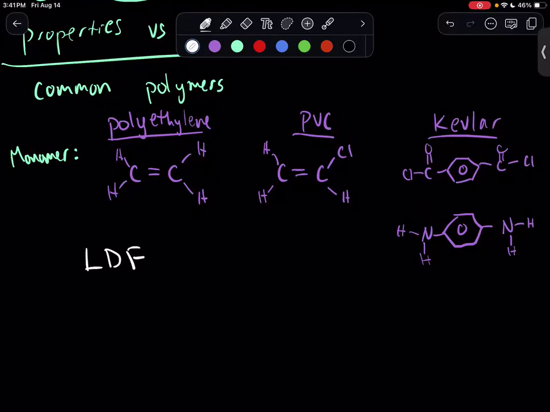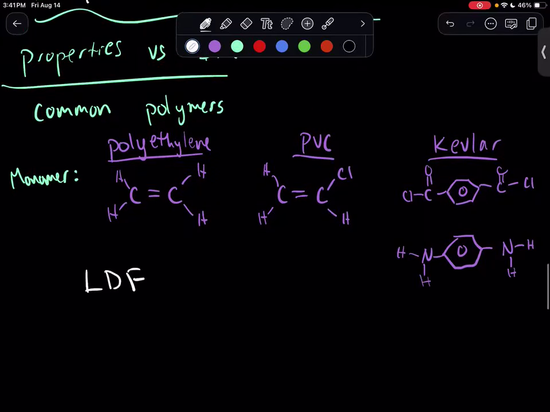Now, PVC is used for conduit, used for plumbing, and PVC does still have London dispersion forces. It has more because it has a higher mass as well, but it also has dipole-dipole interactions. With that chlorine there, that chlorine is going to add to those dipole-dipole interactions.